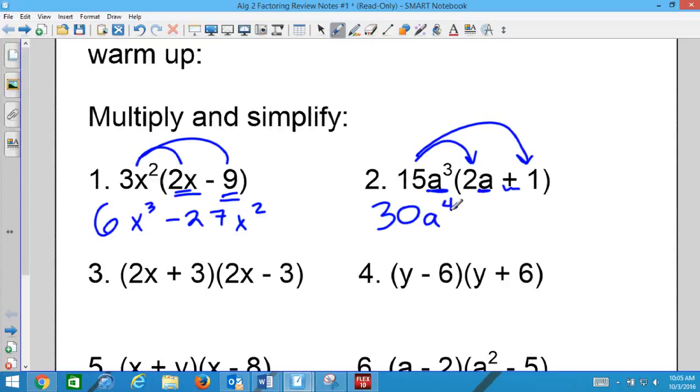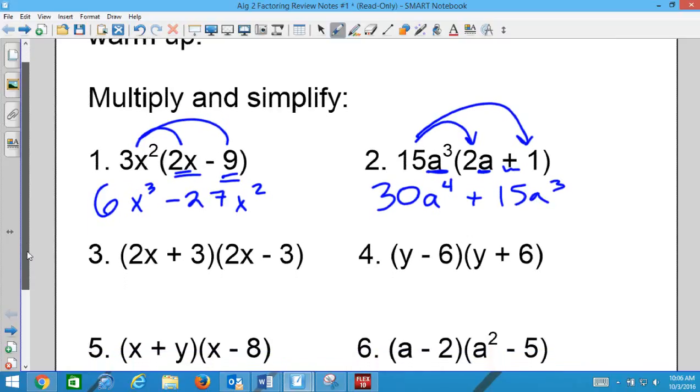Second term, 15a to the third, and we're multiplying it by 1. It's exactly the same. Plus 15a to the third. Oh yeah, I wrote an S. Close enough. Habit. There you go.